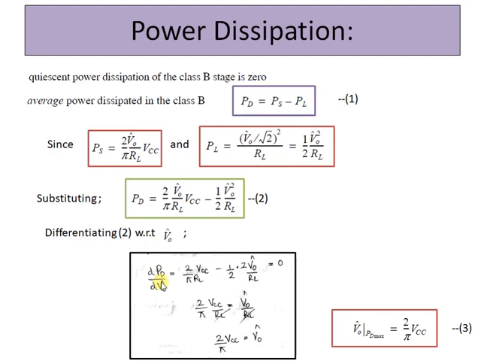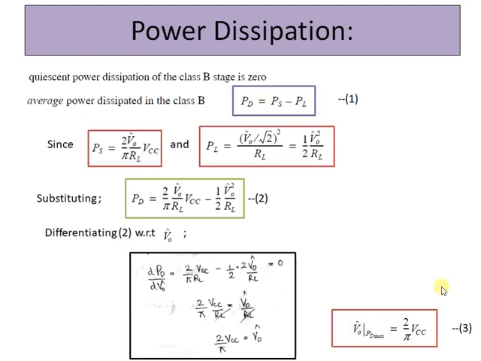So this will give V out cap, which results in the maximum average power dissipation. So what we have done is we have differentiated equation number 2 with respect to V out cap and equated it to 0. So we get the value of V out cap at maximum power dissipation PD max to be equal to 2 by pi into VCC, which we have named as equation number 3.